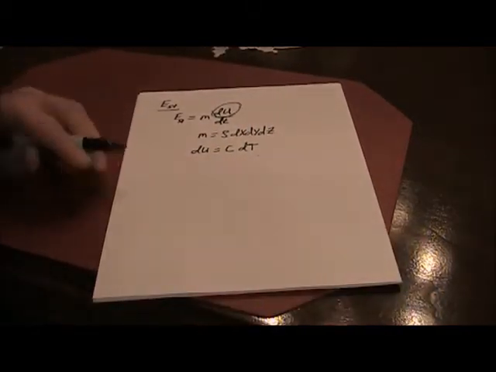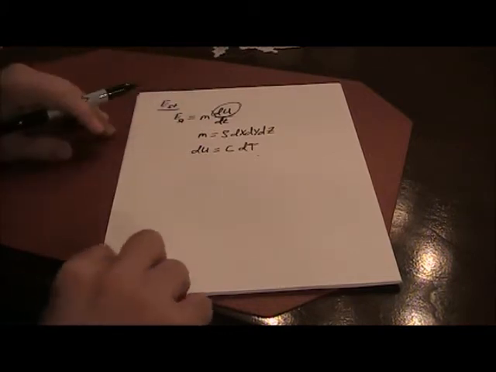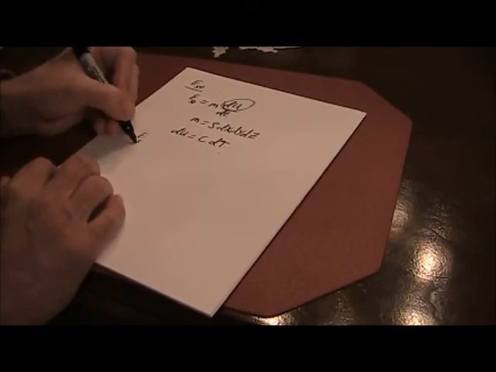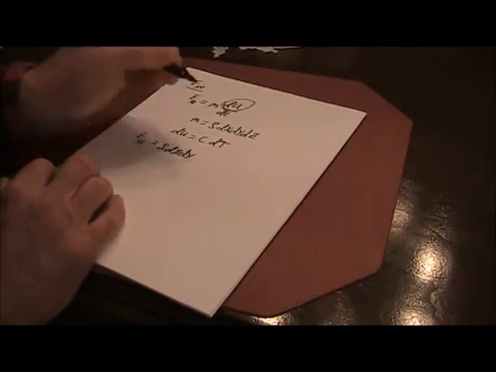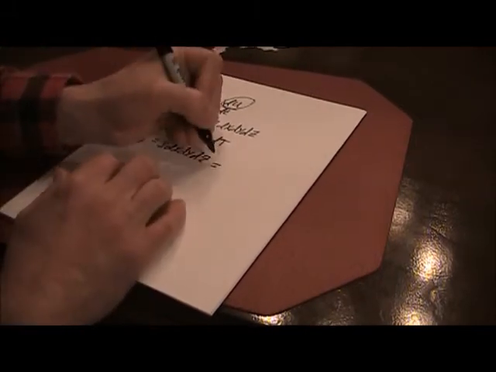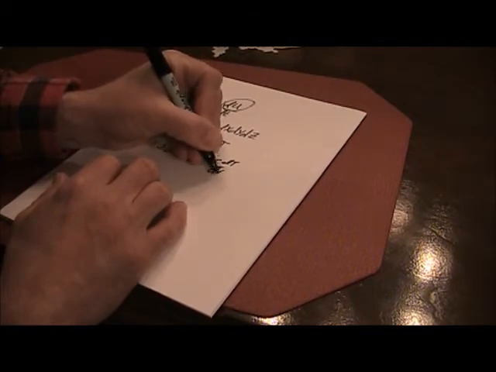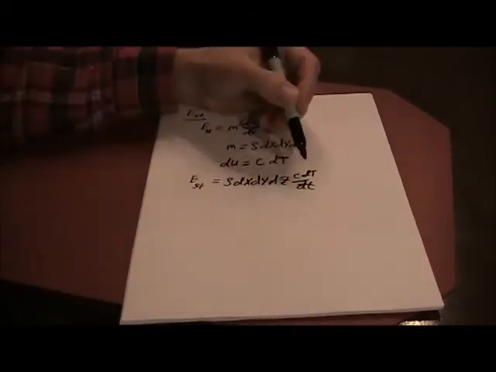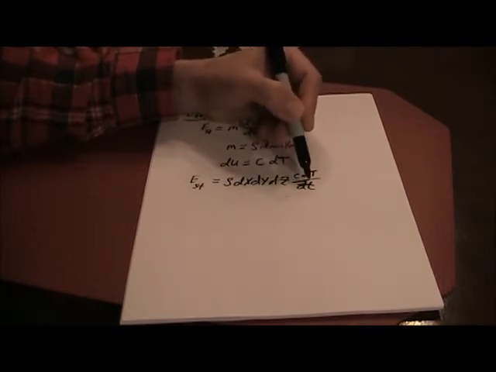So if we substitute these two things back into the energy stored, here's what we have. Energy stored is equal to mass, which is density, times delta X, delta Y, and delta Z, times C delta T divided by little delta T, which is the change in temperature. So this is change in temperature with respect to time. Okay, so that's energy stored. What about energy in? Well, let's look at that one.